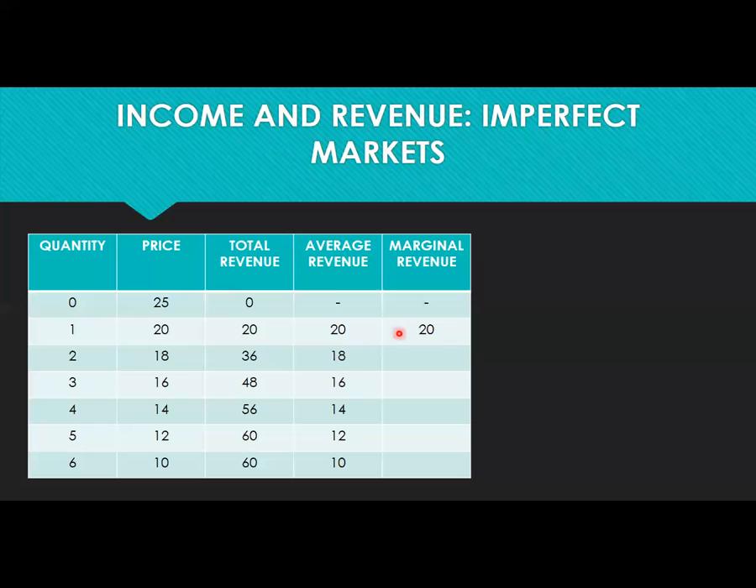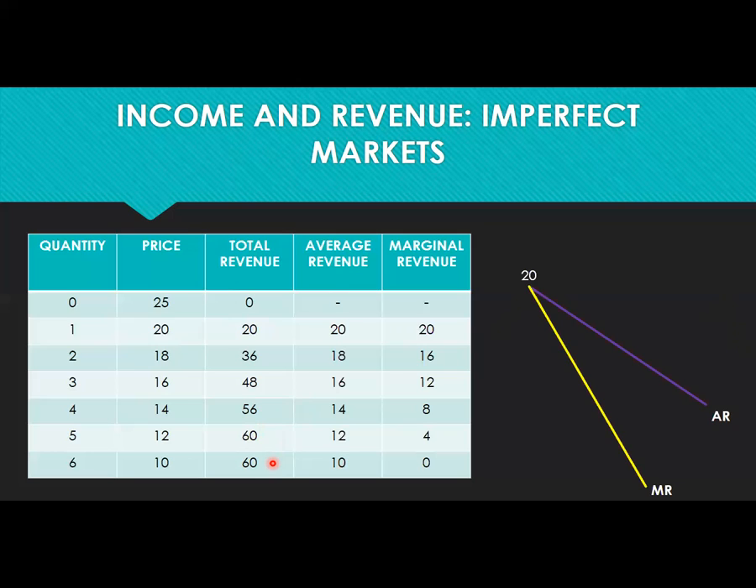When we sold our second unit, total revenue increased from 20 rand to 36 rand. That means our total revenue changed by 16 rand. From the second to the third unit, there was a change of 12 rand. From our third to our fourth unit, there was a change of 8 rand. Then there was a change of 4 rand. And lastly, from the fifth to the sixth unit, we did not incur any additional revenue. So our marginal revenue is 0.